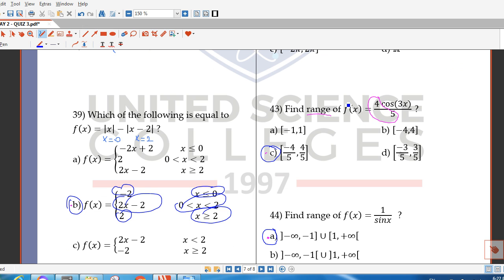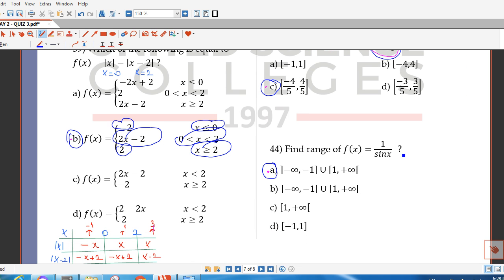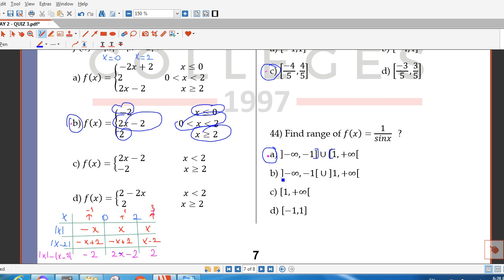For the range of the cosine function, the logic is going to be the same. The coefficient is 4 over 5 here. If we multiply the original range of cosine, from minus 1 to plus 1, by 4 over 5, it is going to be negative 4 over 5 to 4 over 5. The range of 1 over sine, as we mentioned above, is like the reciprocal of the range. The reciprocal of the range is from negative infinity to minus 1 union from 1 to infinity, but with closed brackets. Answer is A.